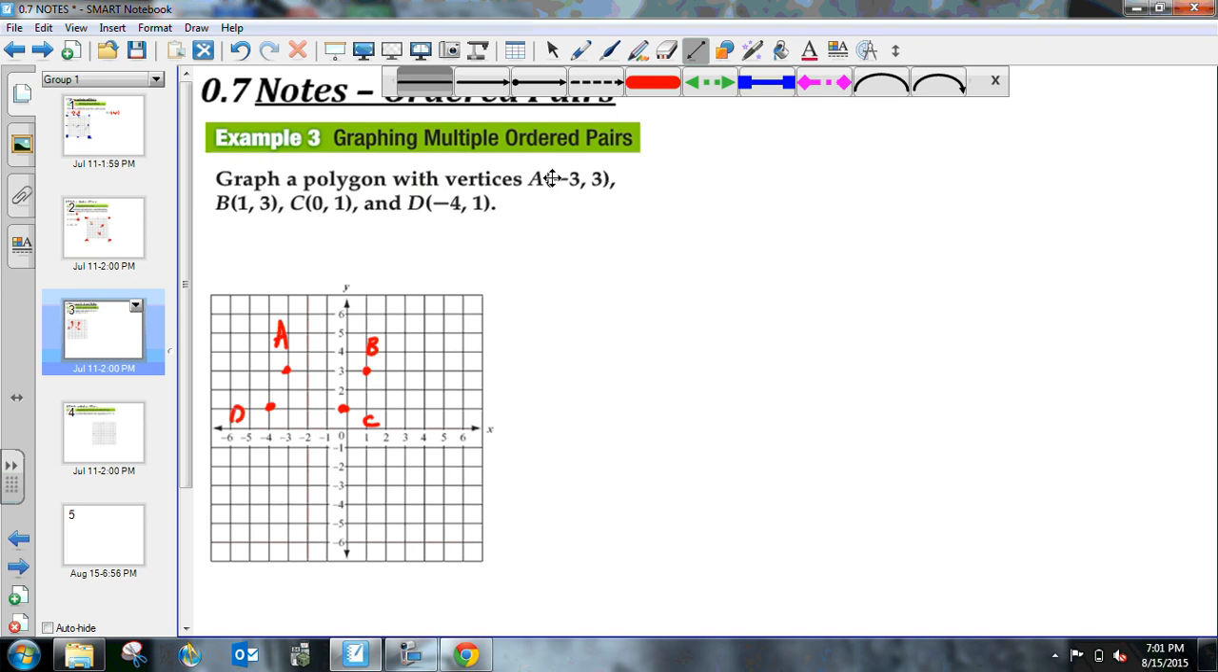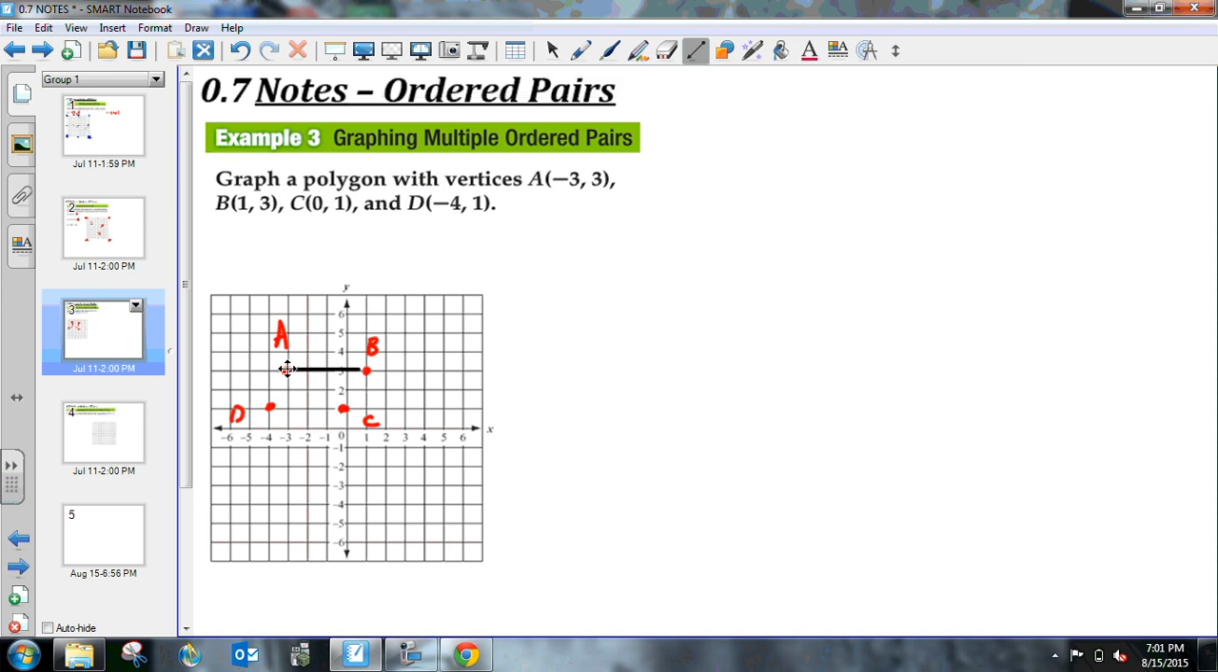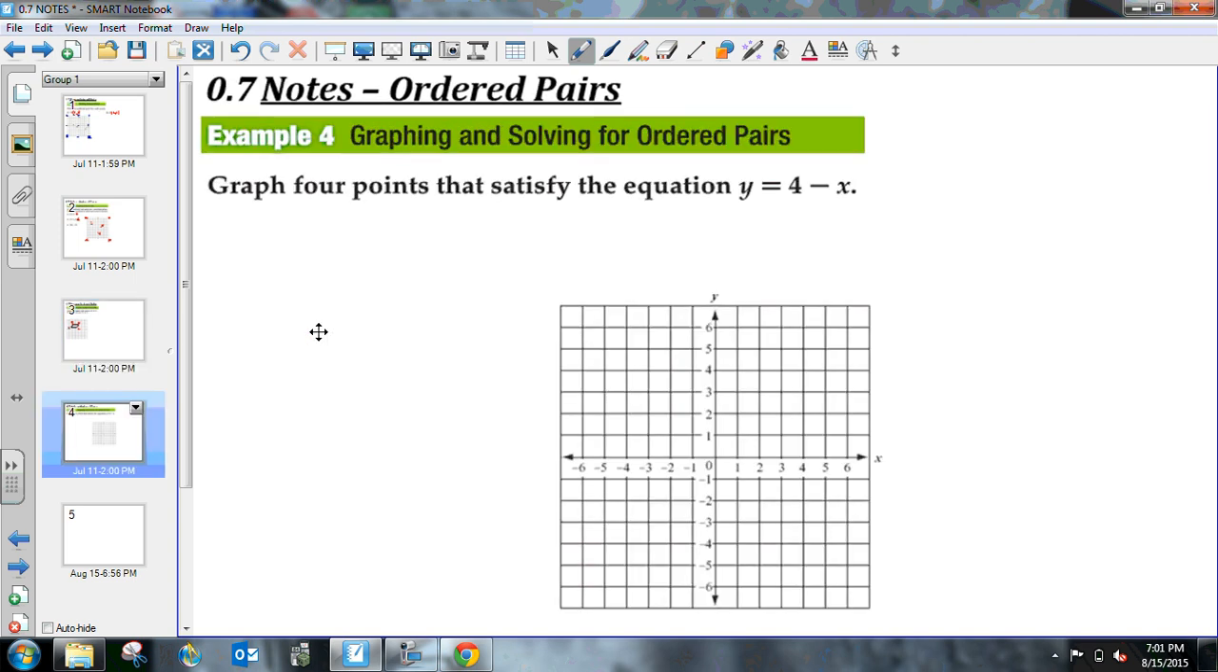So because it goes in the order of A, B, C, and D, I'm going to connect A to B. I'm going to connect B to C. C to D, and then I'm going to connect the last point with the first point, okay? And so we actually have this polygon. A polygon is a many-sided figure, and we're going to do this quite a bit, okay? All right, example 4, okay?